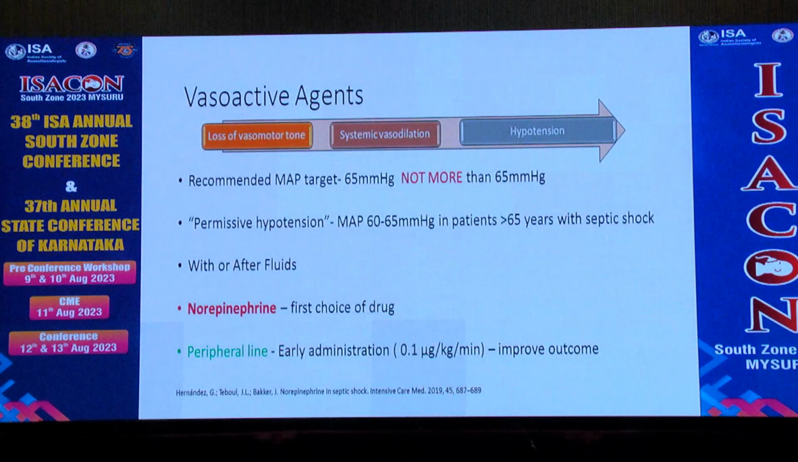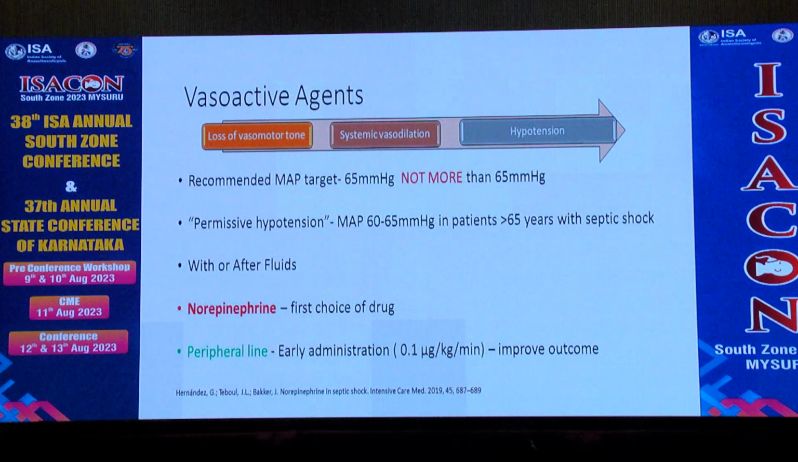So yes. The recent recommendation says that vasopressors should be started along with the fluid resuscitation. Do not wait till the fluid is given and then start the vasopressor. You can start both vasopressor and fluid resuscitation simultaneously. Remember, try to target your mean arterial pressure at 60 or 65 only. Do not try to target more than 65.